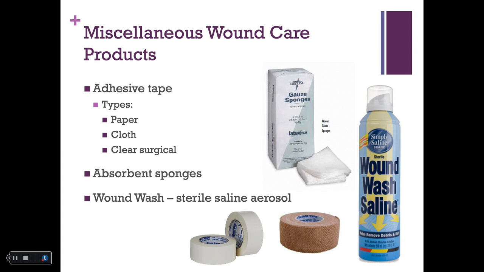There's other wound care products that you might see. So there's adhesive tapes that can hold gauzes in place. Those can be paper tape or cloth tape, or the super sticky clear surgical tape. Personally, I would not sell that to anyone because I'll take a layer of skin off just removing that stuff. There's absorbent sponges or gauze sponges. Those are great, again, if the wound is weeping. And then there is a wound wash that is sort of an aerosolized sterile saline that might be beneficial.